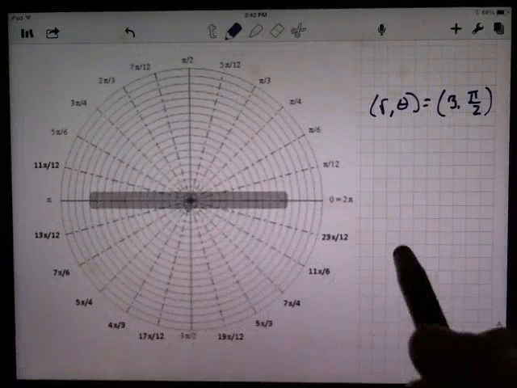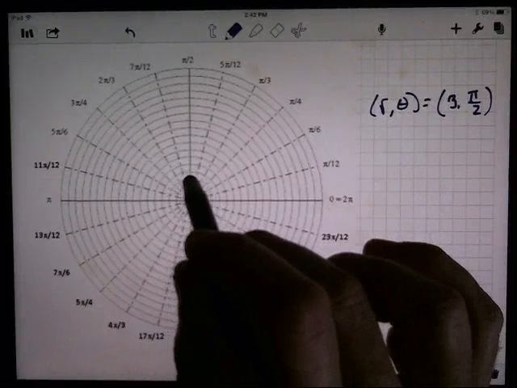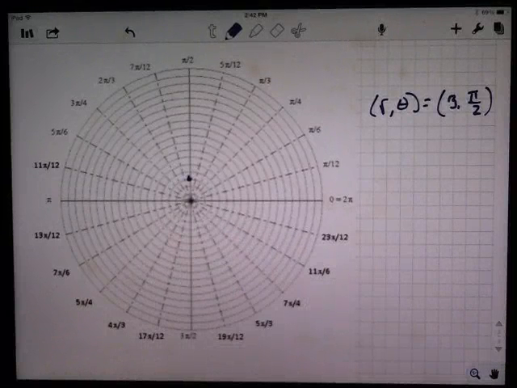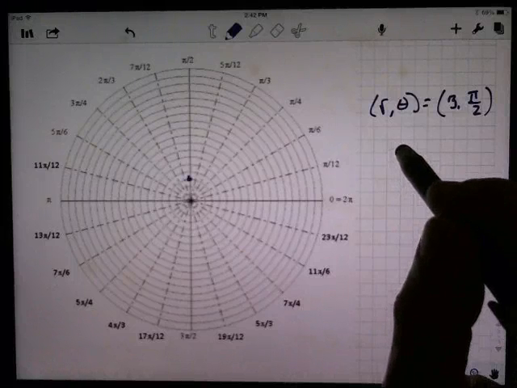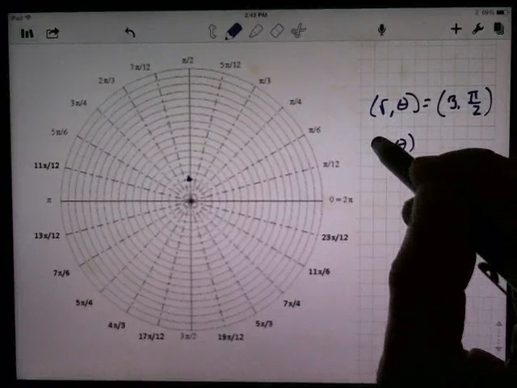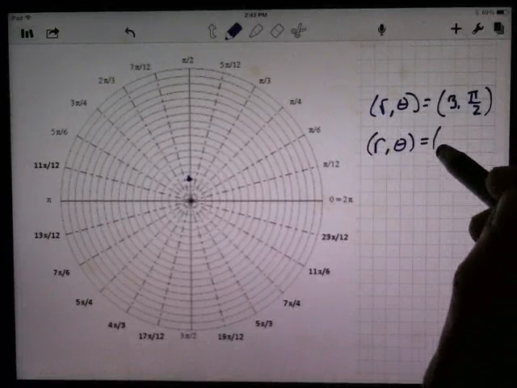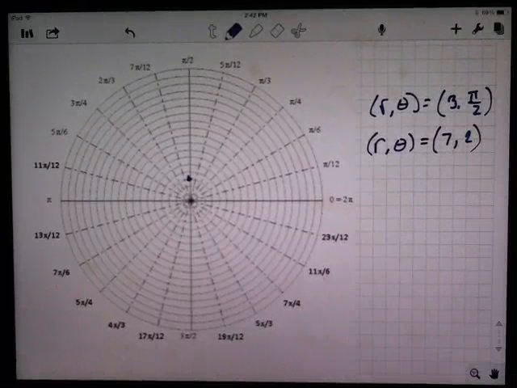It's being persnickety. So there we go. There's my point, 3 comma pi over 2. How about something like this? How about something like r theta equals 7 comma 2.